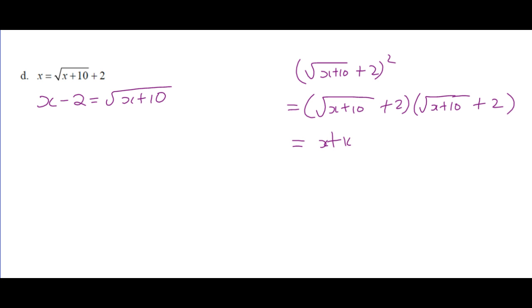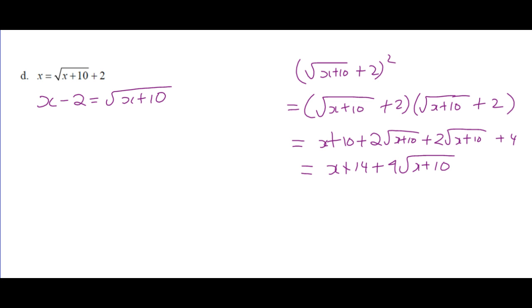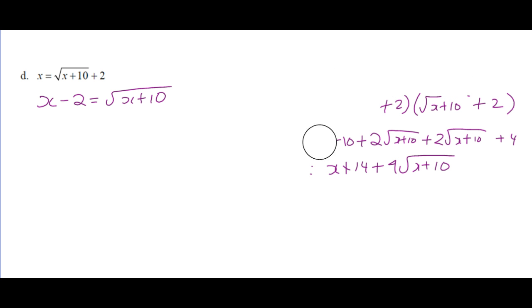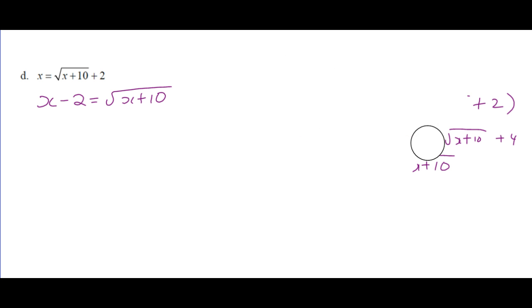So that's x plus 10 plus 2 times the root of x plus 10 plus 2 times the root of x plus 10 plus 4, which is x plus 14 plus 4 root x plus 10. That's what happens if you square the right-hand side. You don't want to do that, right? Because now what? You've just taken something, you know, look at what we've got. I square both sides, the radical sign drops away, and I have to solve this, but yeah, so we don't go there, right? That's why we must isolate the radical.